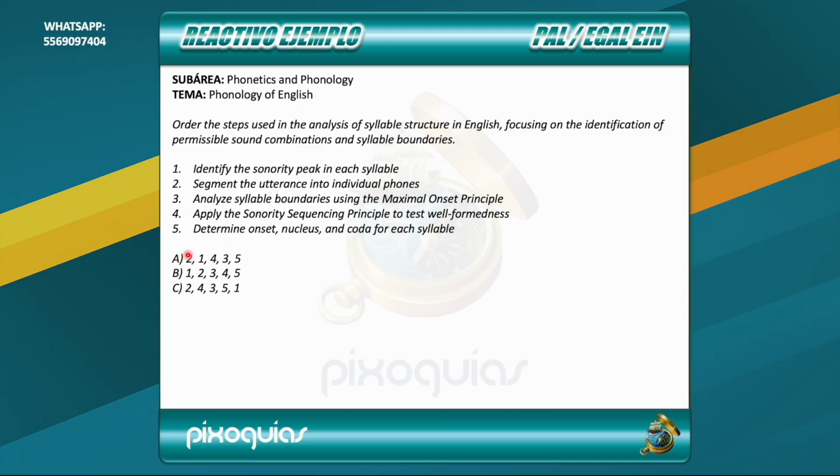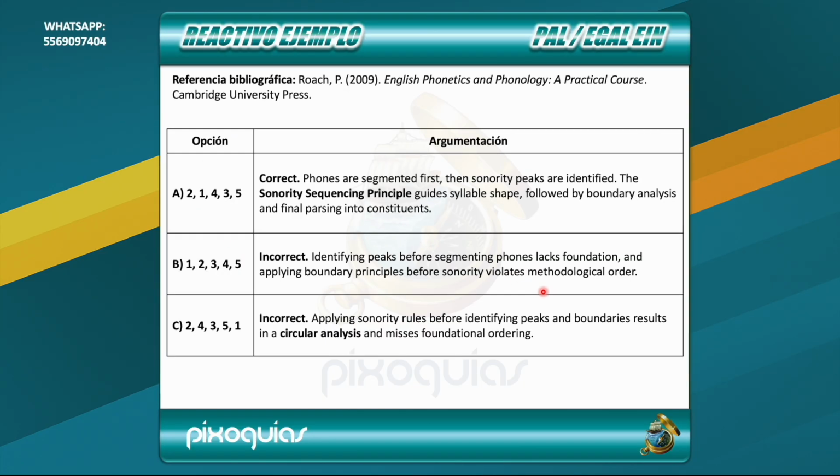This is 2. Segment the utterance into individual phones. 1. Identify the sonority peak in each syllable. 4. Apply the sonority sequencing principle to test well-formedness. 3. Analyze syllable boundaries using the maximal onset principle. And 5. Determine onset, nucleus, and coda for each syllable. Okay, we checked something very similar before, so we are going to pass to the next exercise.